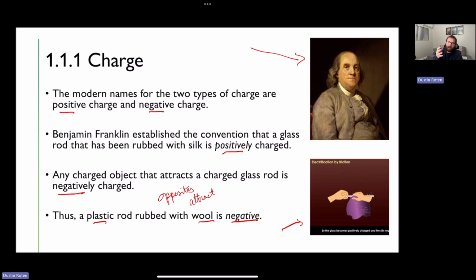You'll notice that we have four different materials here. We have a glass rod versus a plastic rod. We also have silk versus wool. So clearly it depends on the material what becomes positive and what becomes negative. So I'm going to leave a note. Depends on the material.